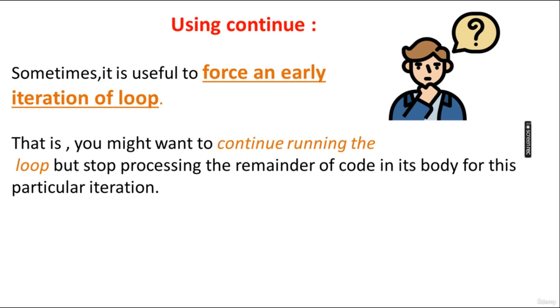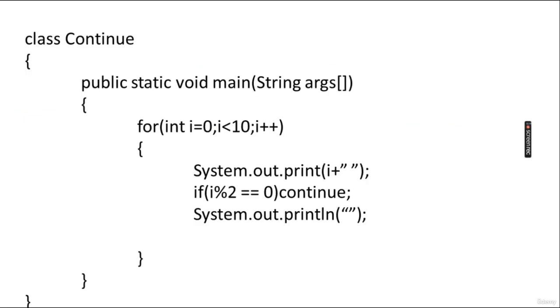Then continue. Sometimes it is useful to force an early iteration of a loop. So only the early part of the loop I need to repeat, and whatever is written afterwards till the end of the loop I don't need to repeat. For that purpose I use continue. Continue is another iteration jump statement. That is, you might want to continue running the loop but stop processing the remainder of the code in its body for this particular iteration. For that purpose you will use continue label.